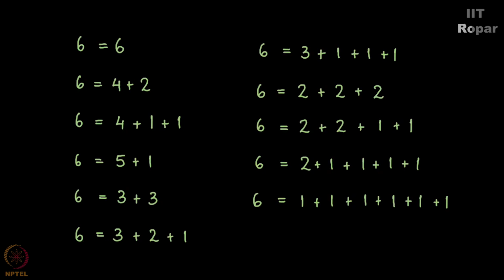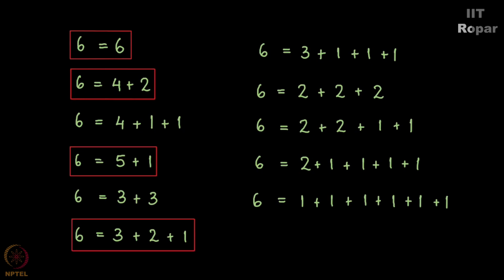Now these are the partitions of 6. Observe something now. I'm going to box some partitions like this, right? Keenly observe these partitions. 6 equals 6, 4 plus 2, 5 plus 1, 3, 2, 1. Take a minute's pause, observe these and observe the unboxed ones, and you will be able to find out something very interesting. Now, I hope you have taken a pause.